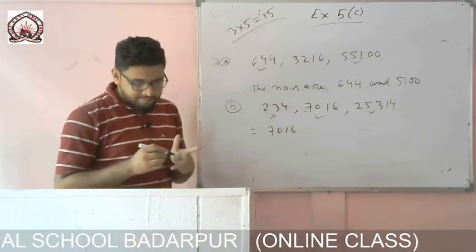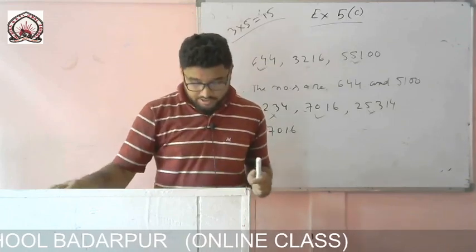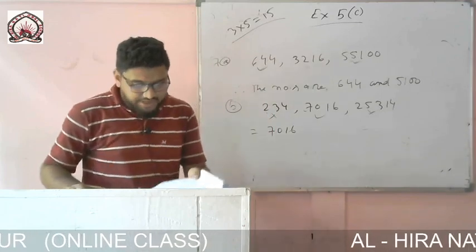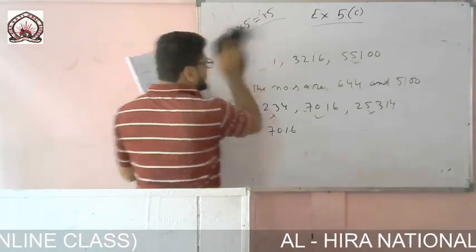The answer is 7016. Now come to question number 8. Fill in the greatest digit to make the number divisible by 3.